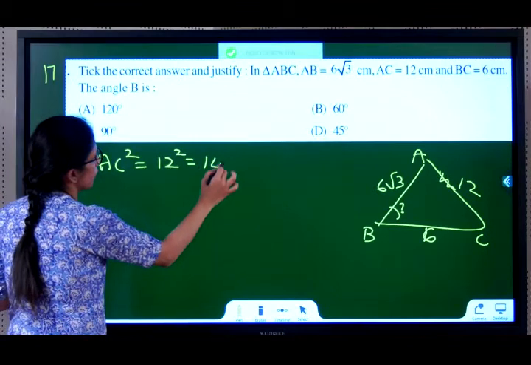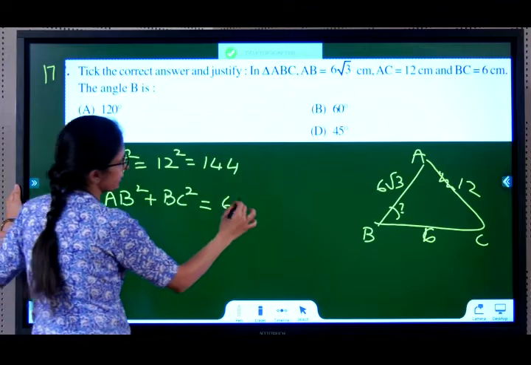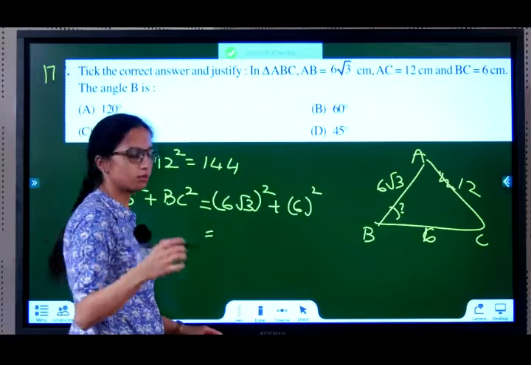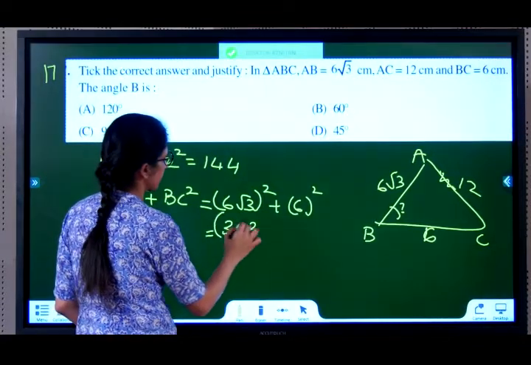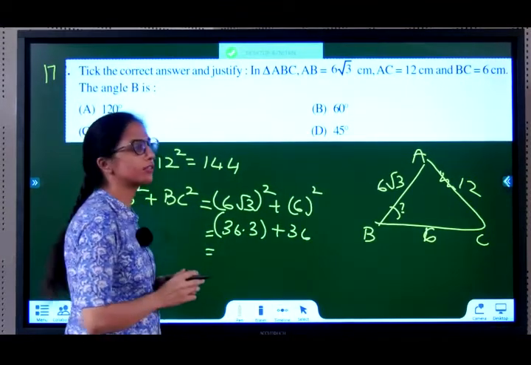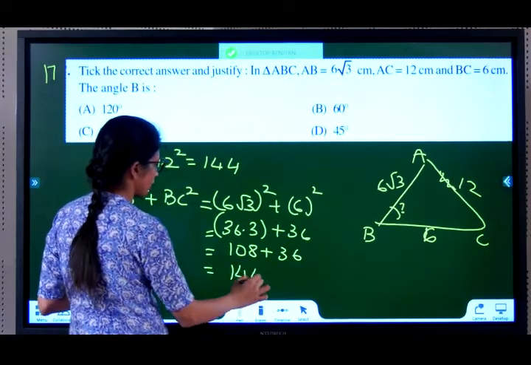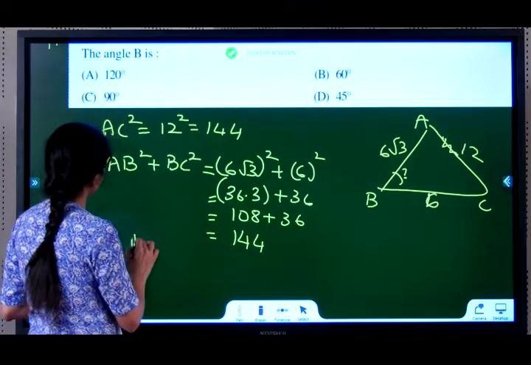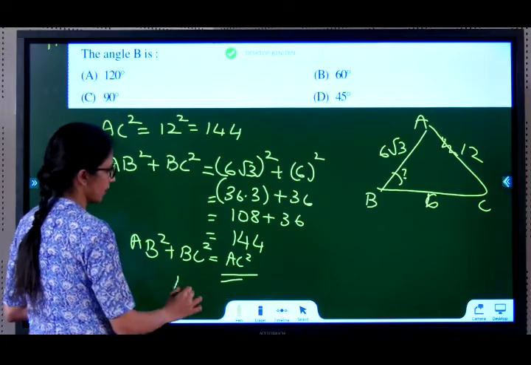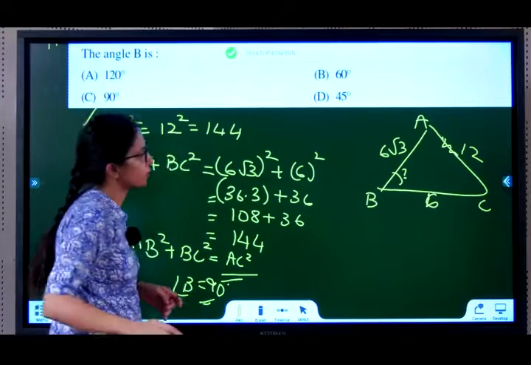12 square, 144. Next, AB square plus BC square. AB square is 6 root 3 the whole square plus BC square 6 square. 6 square 36, root 3 square 3, plus 36. So this becomes 36 into 3. How much is 36 into 3? 108. 108 plus 36, 144. As you can see, AB square plus BC square is equal to AC square. Therefore, the triangle is right angled at B. Angle B is equal to 90 degree, option C.